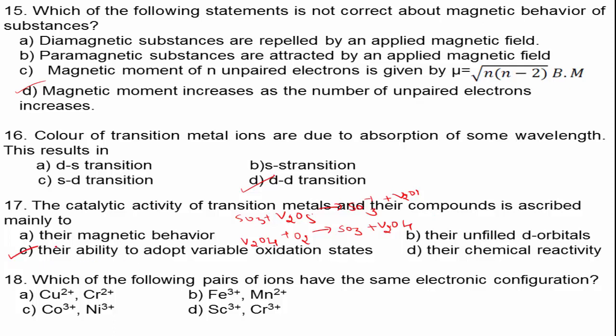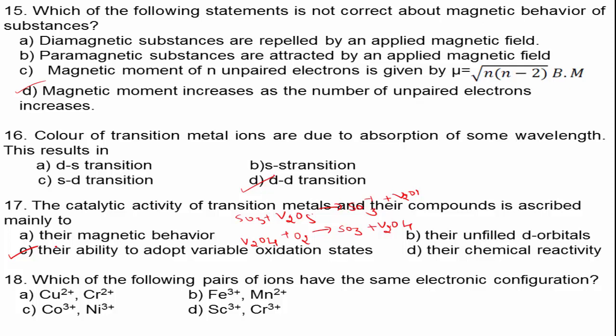The catalytic activity of transition metals and their compounds is ascribed mainly to the ability to adapt to variable oxidation states. Other options given: their magnetic behavior, their unfilled d orbitals, their chemical reactivity. But the correct answer is their ability to adapt to variable oxidation states. Next, question number 18.